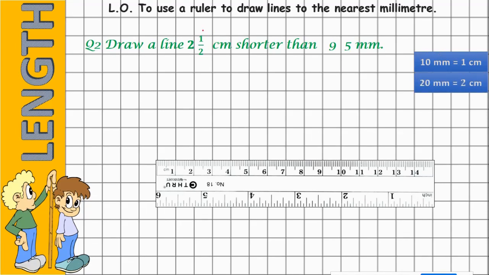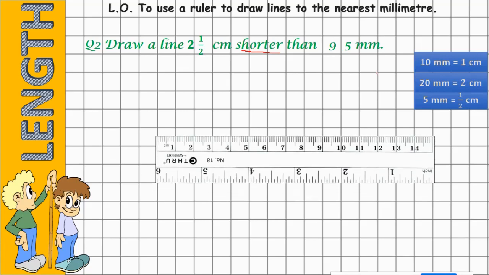What about half a centimeter? We know about 2, but what about this half centimeter? Again, 1 centimeter is 10 millimeters. So half a centimeter would be half of 10. That would be 5 millimeters. So 5 millimeters is equal to half a centimeter. So we have to make a line which is 2.5 centimeters shorter than 95 millimeters.